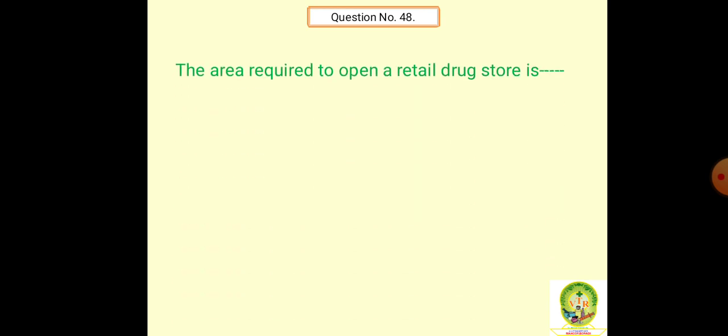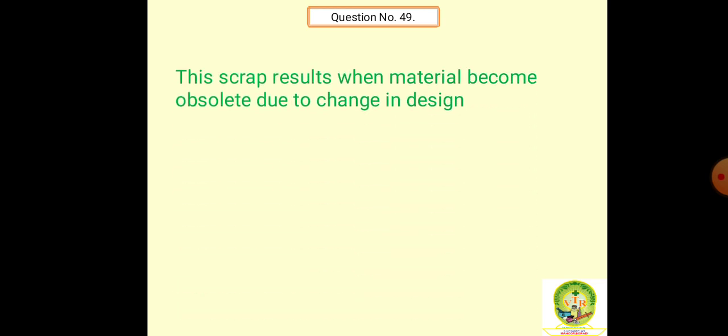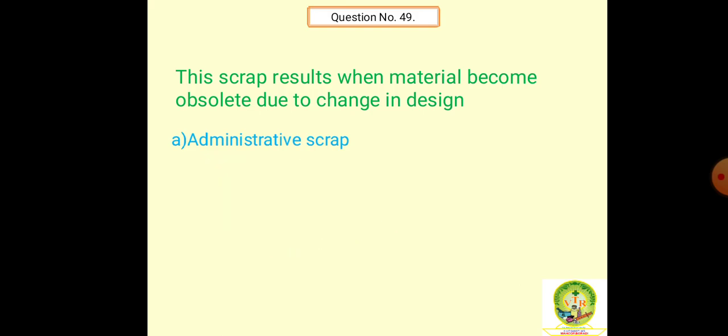The area required to open a retail drugstore is. Options are A. 90 to 100 square feet, B. 150 to 200 square feet, C. 50 to 80 square feet, D. 400 to 500 square feet. Right answer is A. This scrap results when material becomes obsolete due to change in design. Options are A. Administrative scrap, B. Defective scrap, C. Legitimate scrap, D. Not used scrap. Right answer is A.